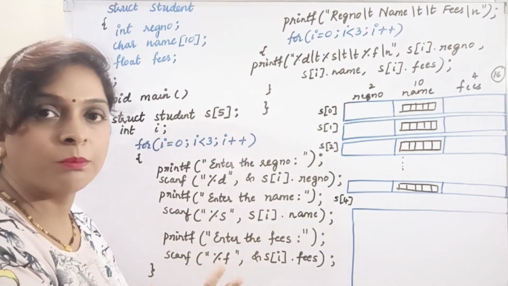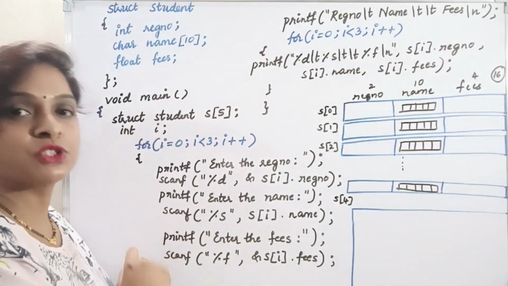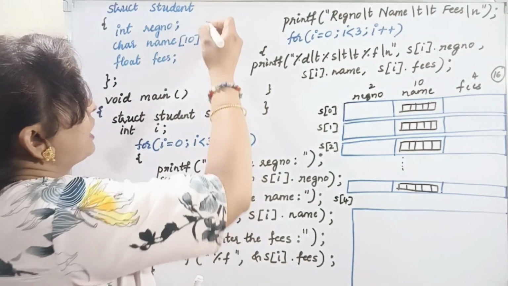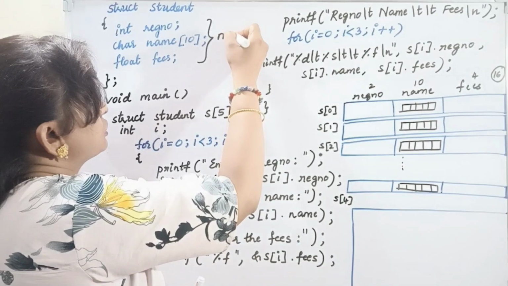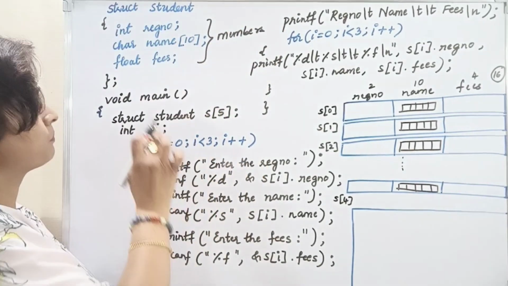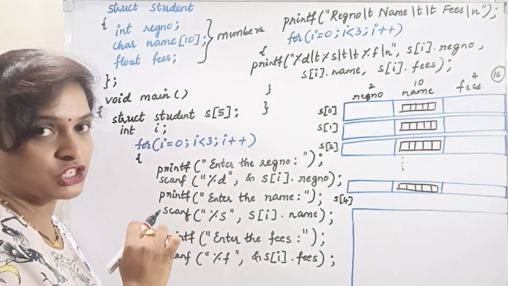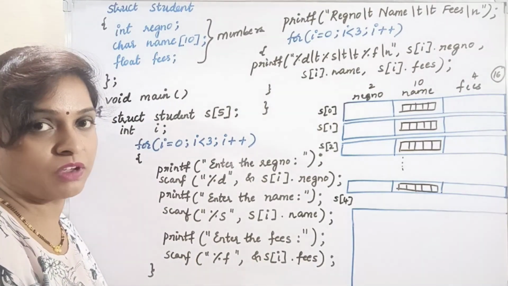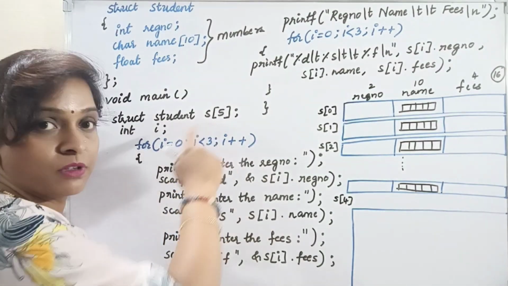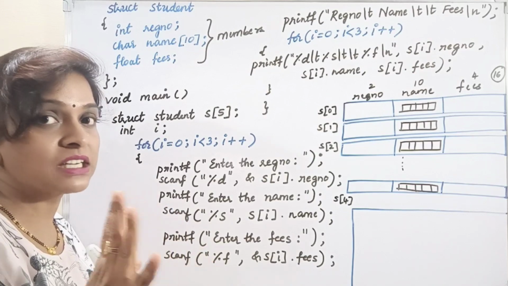So here we have the complete program to understand array of structures. We have the structure by name student with the members register number, name and fees. All these are structure members, register number, name and then fees. Inside the main we have the structure variable declaration. It is not a normal structure variable. It is an array of structure. It is S of 5. S of 5 in a sense I can store a maximum of 5 students' details.